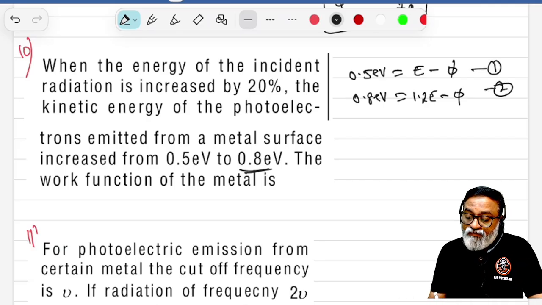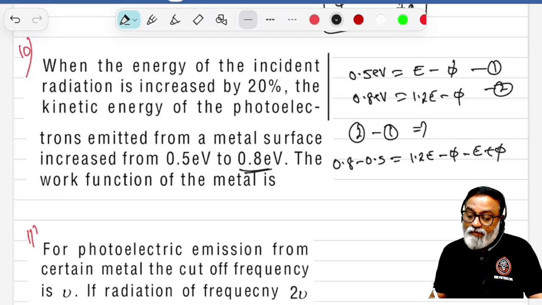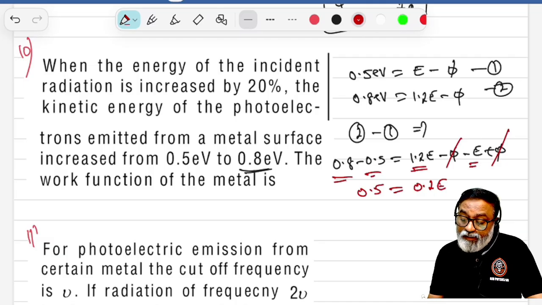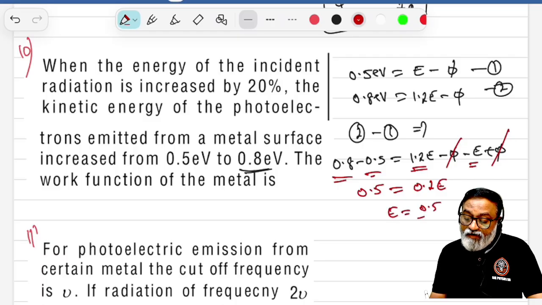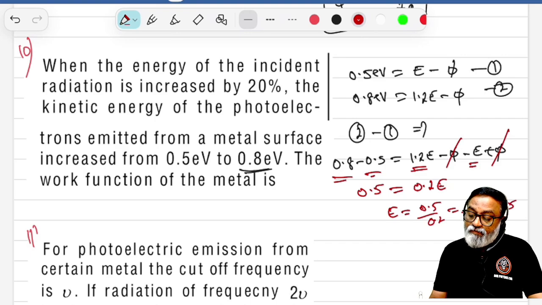Equation number 2. So when you subtract 2 minus 1, 0.8 minus 0.5 is equal to 1.2E minus phi minus E plus phi. Therefore, the minus phi and plus phi cancel. 0.8 minus 0.5 is 0.3. This is 1.2E minus E, that is 0.2E. Therefore, E is equal to 0.3 by 0.2, that is 3 by 2, therefore 1.5. So, when this E is substituted in equation 1 or equation 2, we can get phi. That phi is approximately 1 electron volt.